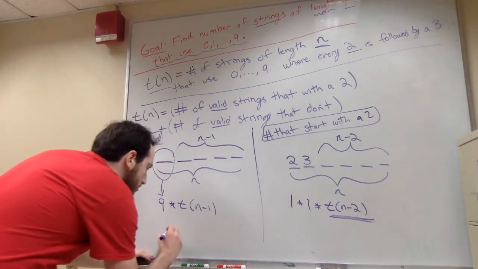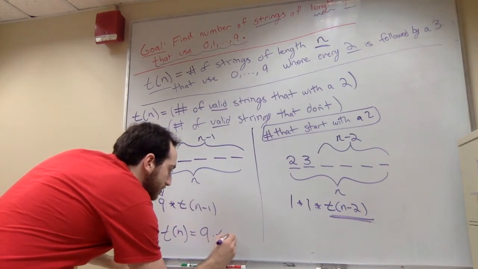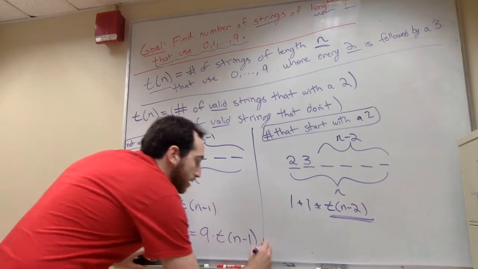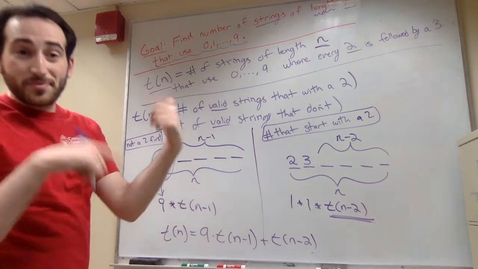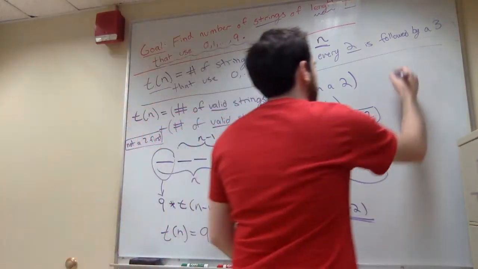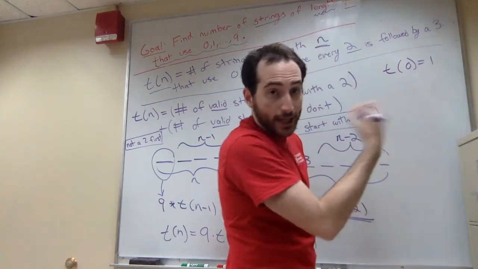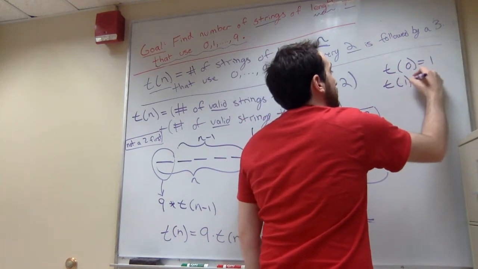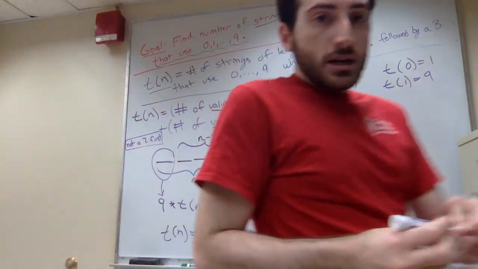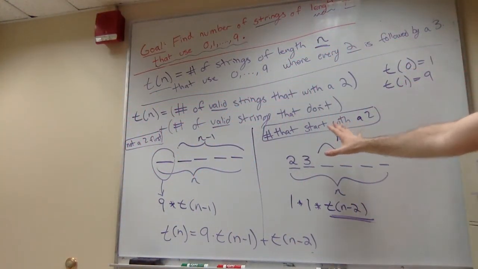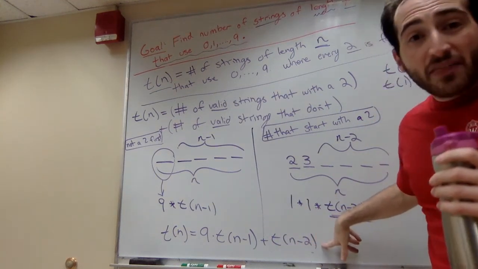So the total, t of n, is equal to 9 times t of n minus 1 plus t of n minus 2. You need base cases. We did the base cases already. Or did we? I don't remember. Doesn't matter. T of 0 should be 1, like always. T of 1 we said should be 9, because anything but a 2. So this is this example. Notice we haven't written code. All I wrote was a math formula.